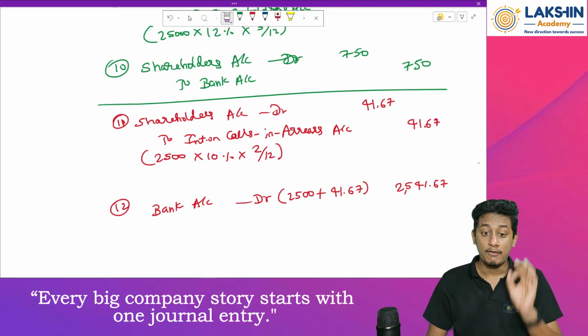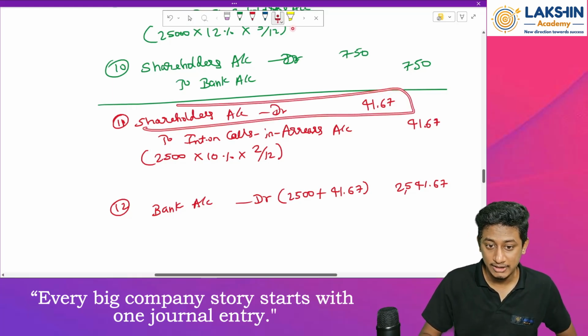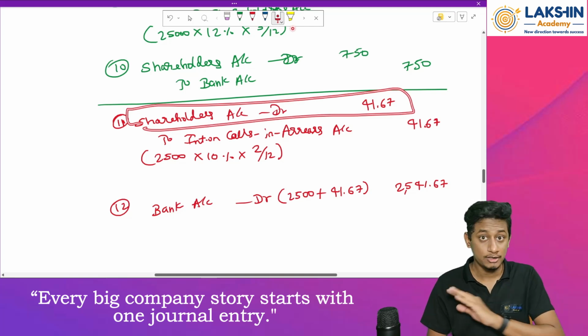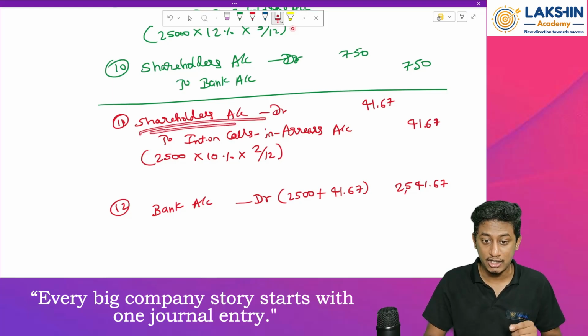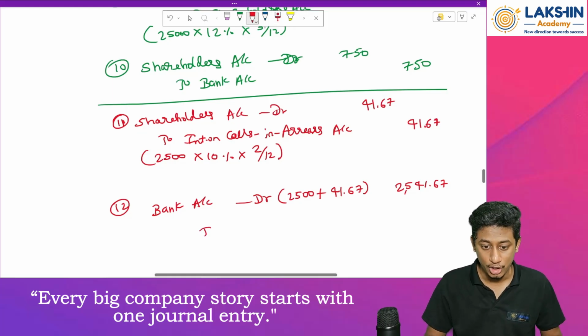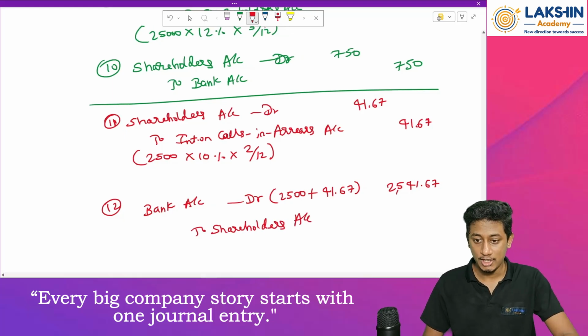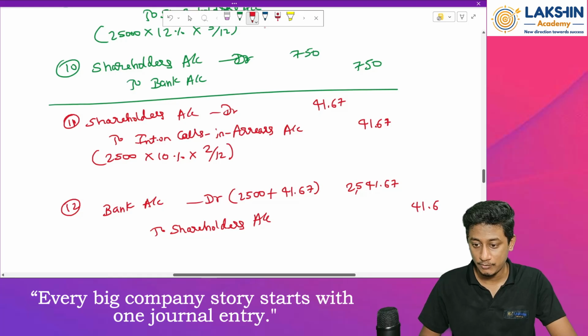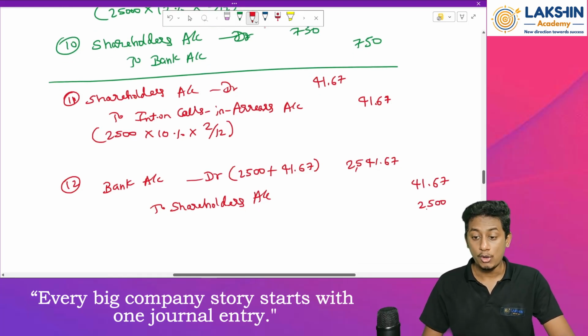Now, why did I receive this? First of all, is this asset required to be kept in the books? No, because I have received the money now. He is paying me after 2 months, right? Because of that, this account is no more required. So to shareholders account. How much is the interest received? 141.67. Then what about the remaining 2,500? How to clear this off?